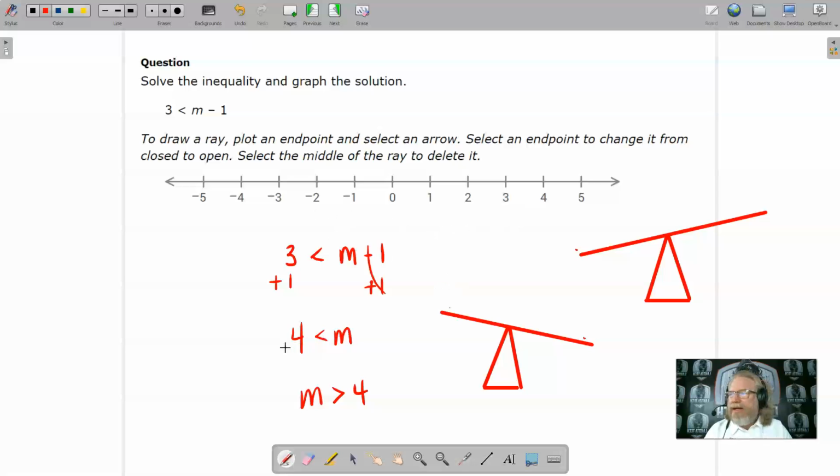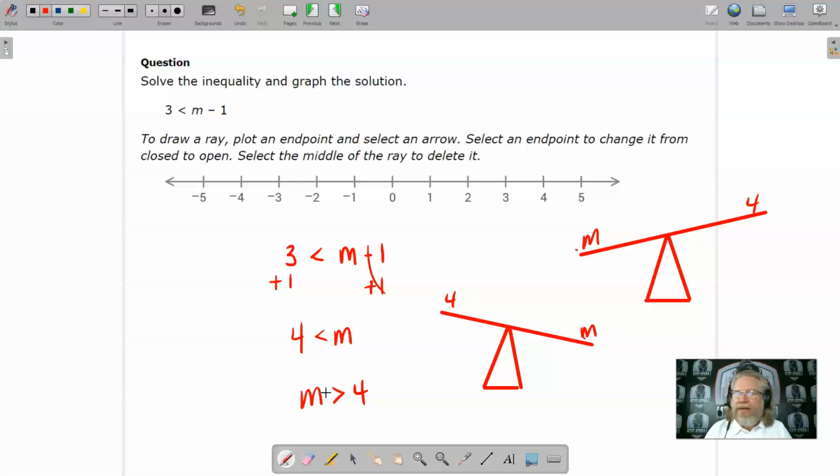So here I have 4 is less than m, so that'd be 4 is less than m. And here, flipping it around, that'd be m is greater than 4. So now I can go ahead and graph that. Good teachable moment there.